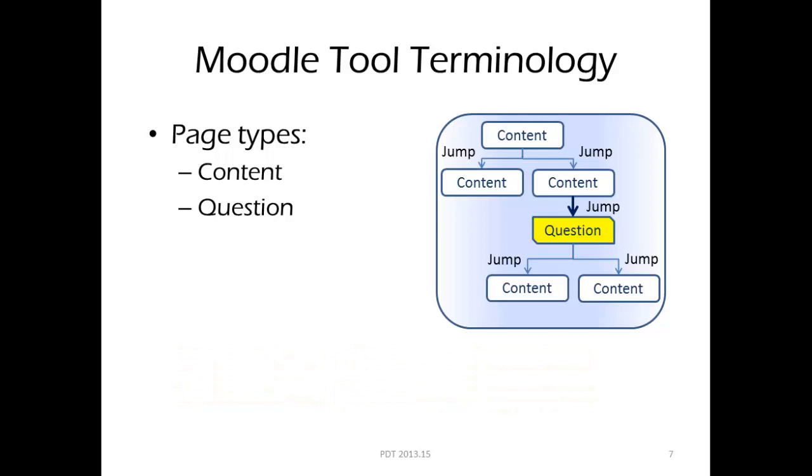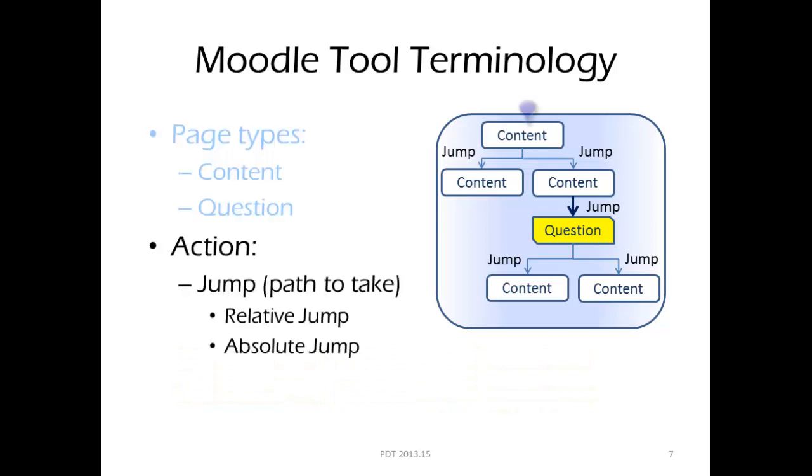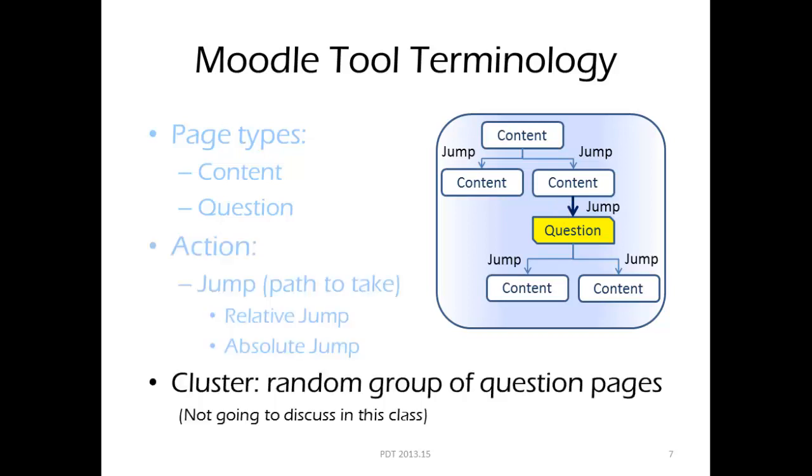The action, or path of movement between the pages, is referred to as a jump. Jumps can be relative, moving from one page to the page below it on the master list, or absolute, where the path moves from one identified page directly to a second identified page. Another term you'll see in the lesson tool is the cluster. This is a random group of question pages that can be used much like an embedded quiz within the lesson. We will not be discussing this portion of the tool in this class due to time limitations, but you're strongly encouraged to visit Moodle.org if you wish to learn more about it.